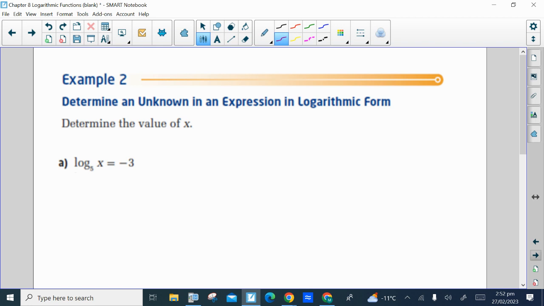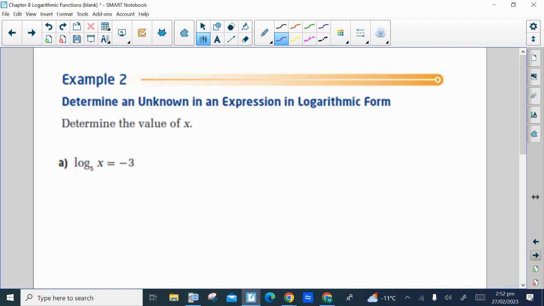So on the previous examples, we had an expression where you had the base and you had what you were taking the log of, and we wanted to know what that equals. But you're also going to see ones like this. So now we're starting to look at solving some equations involving logarithms. We want to know what value of x exists such that the log base 5 of that number equals -3.